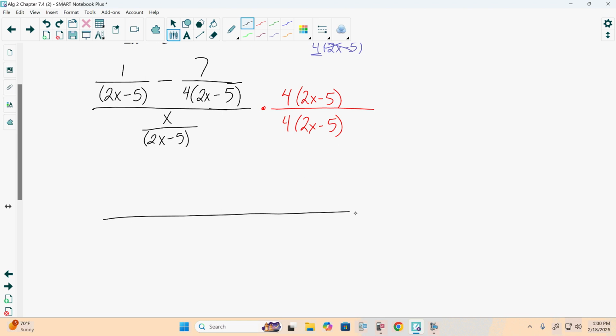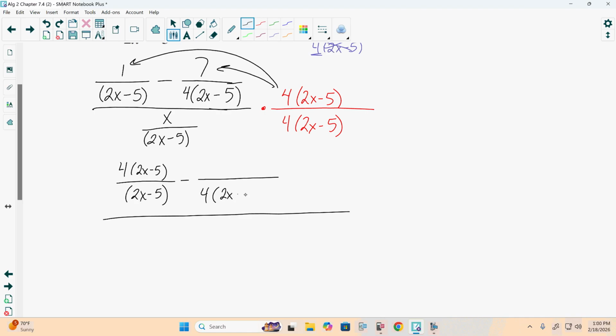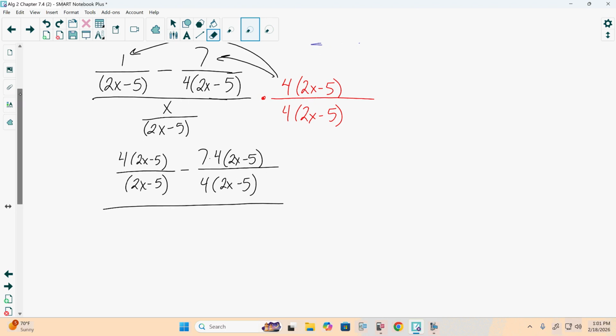And when we do this here, 4 times 2x minus 5, we'll multiply it with the 1. We'll have 4 times 2x minus 5 over 2x minus 5. Then we're to multiply that 4 times 2x minus 5 by 7. Now on top, we could say 7 times 4 times 2x minus 5. That is perfectly fine. Or we can multiply them together. I will show that here in a second. Questions on how we got the numerator?